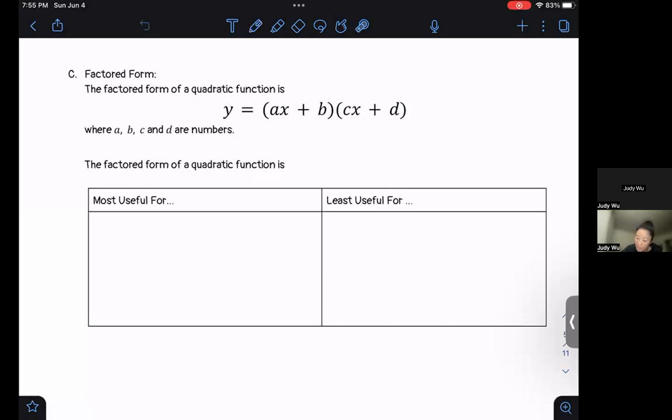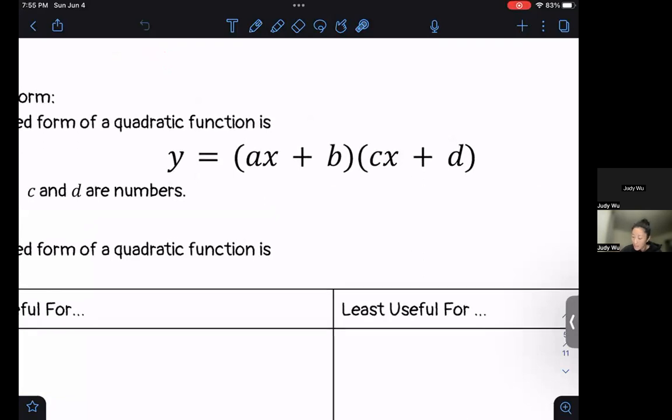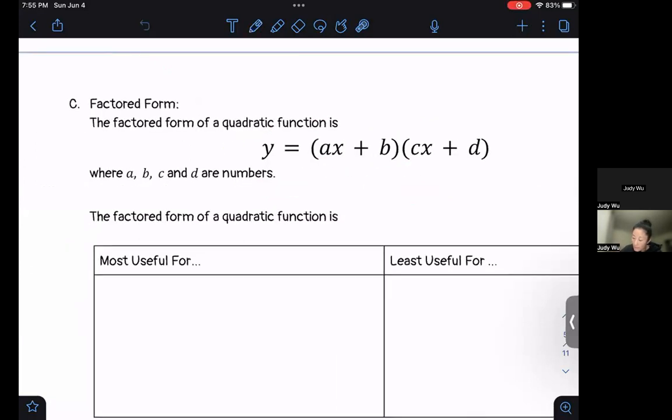We're talking this time about the factored form of the quadratic function, okay? So the factored form looks something like this. We're going to have a binomial times another binomial, okay? And a, b, c, and d, all of these lowercase letters, they're just numbers. That's it. So it could be like 3x plus 2 times x minus 1 or something like that, all right?